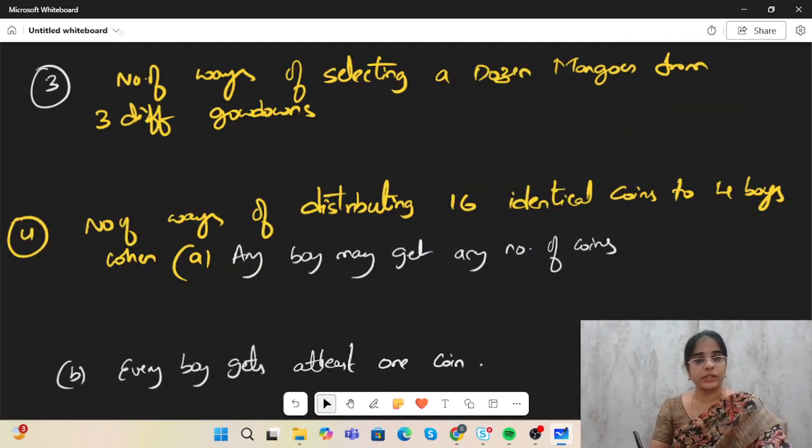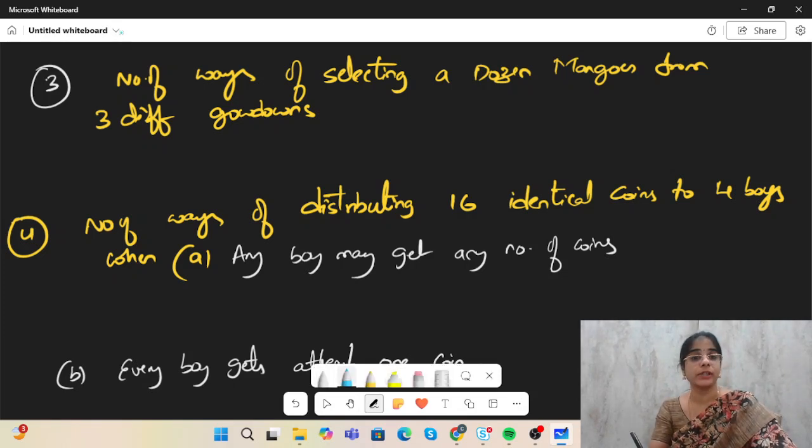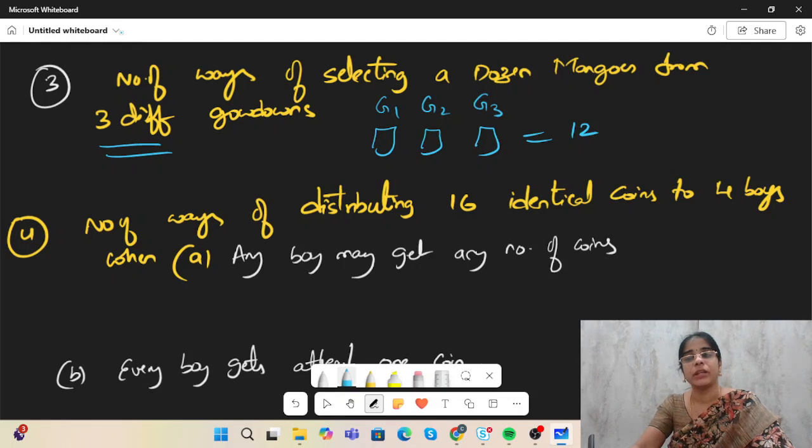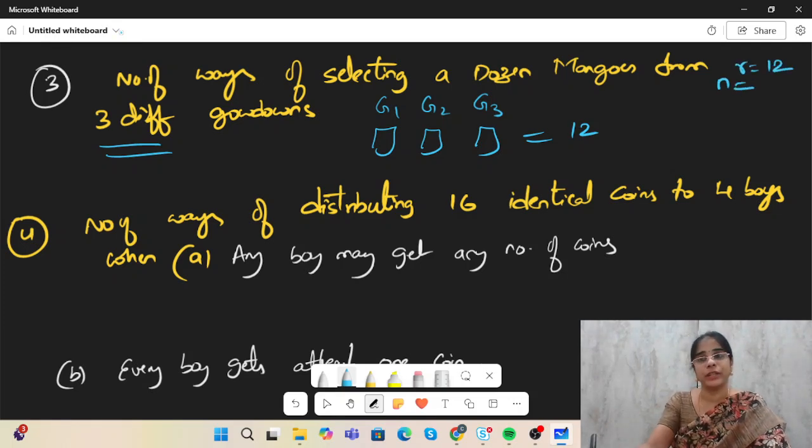Right. Now, the next question is: the number of ways of selecting a dozen mangoes from three different godowns. So you have three godowns: godown 1, godown 2, godown 3. How many are you supposed to select? You are supposed to collect a dozen mangoes, so the count you need is 12. So your R is 12. N is what? You have three different godowns, so N is 3.